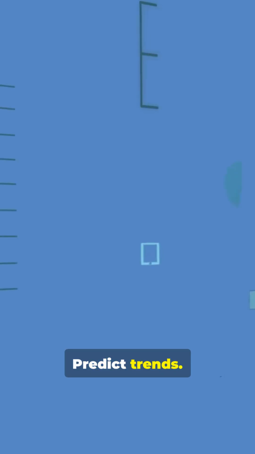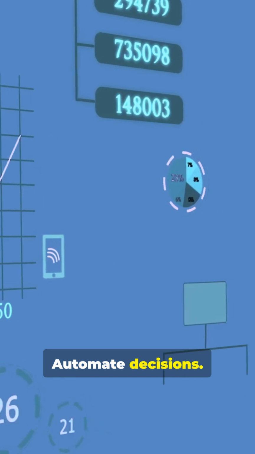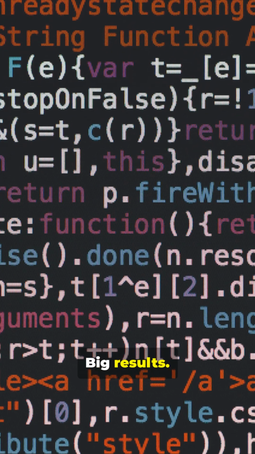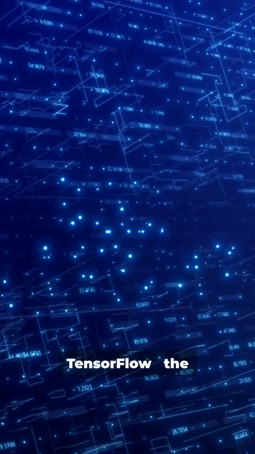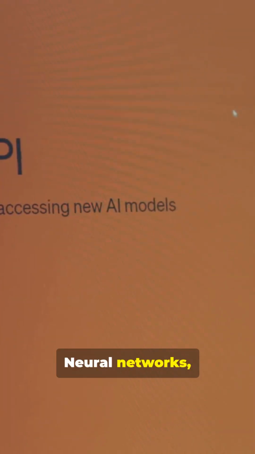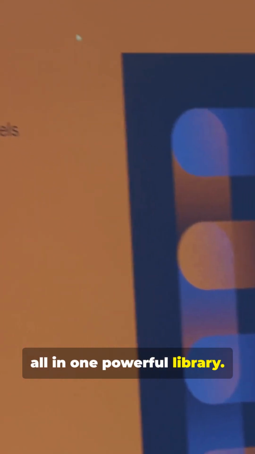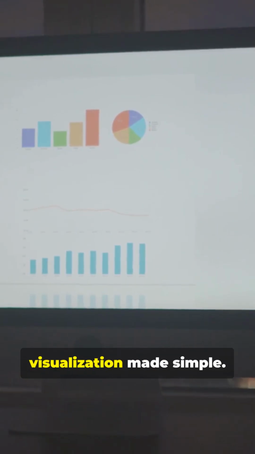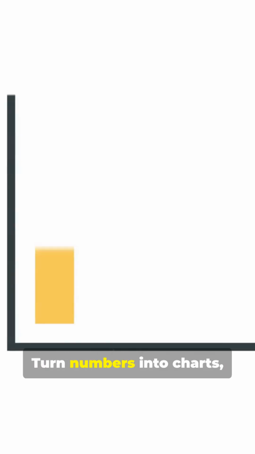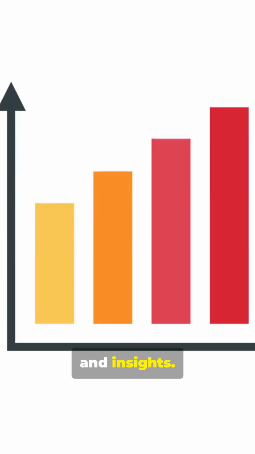Scikit-learn, the engine of machine learning in Python. Predict trends, build models, automate decisions. Simple code, big results. TensorFlow, the backbone of deep learning, neural networks, AI models, image recognition, all in one powerful library. Matplotlib, data visualization made simple, turn numbers into charts, graphs, and insights.